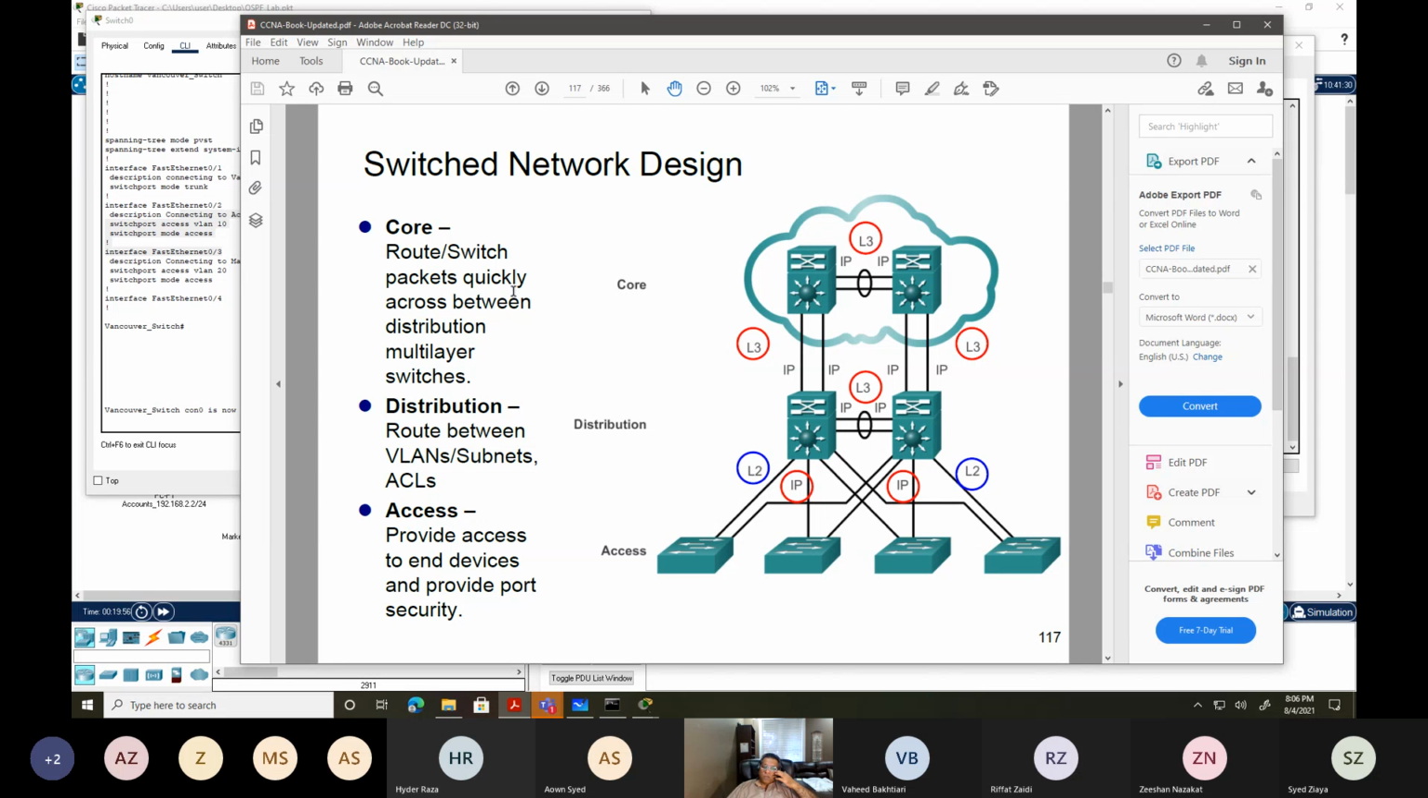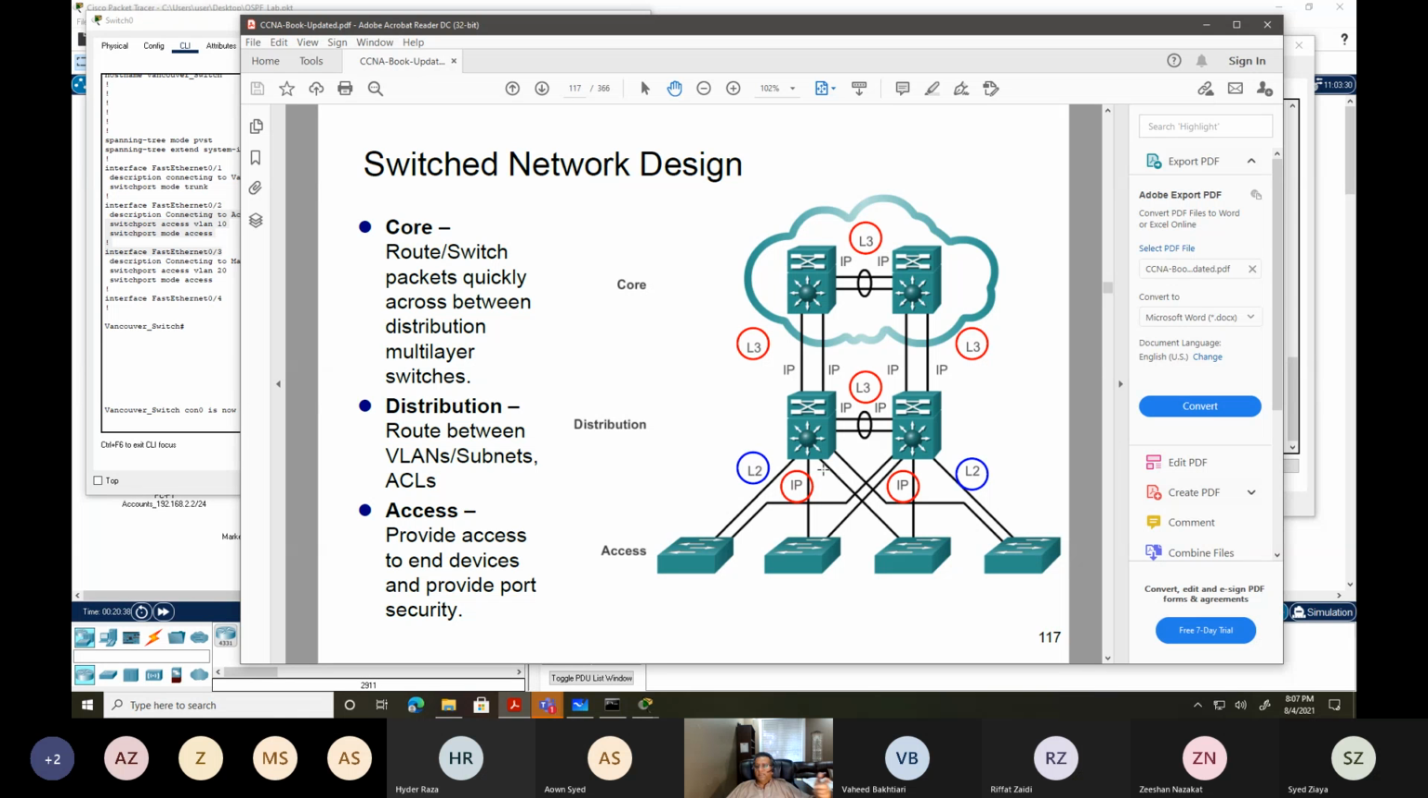Core router: packets quickly cross between the distribution multi-layer switches. This could be your edge router, and this is what you connect to the outside world. But this is only on paper. Realistically, nobody is going to spend a lot of money on this kind of design, because it costs a lot of money, right? So you simply put two layer 3 switches, depending on how many people you have, then you connect the users, connect to the router and the firewall, and Bob's your uncle, you're out, right?